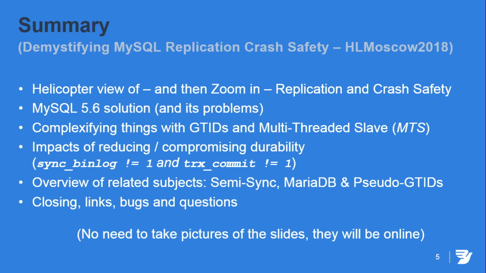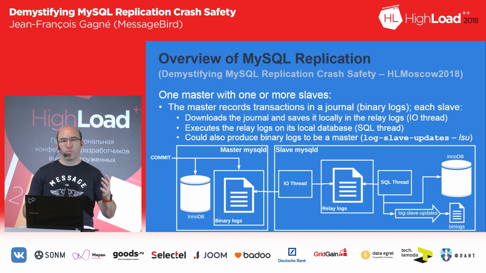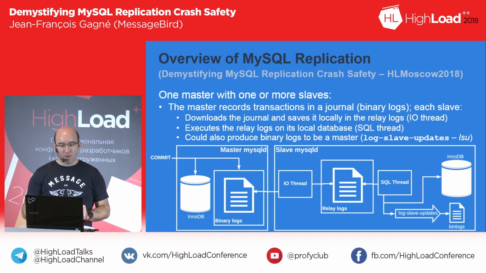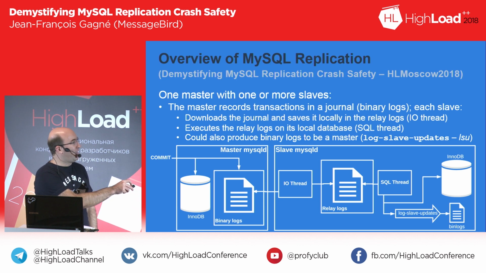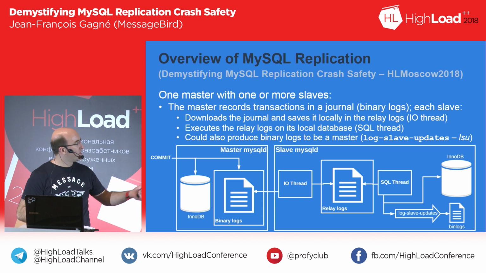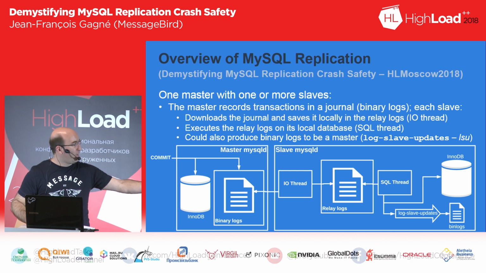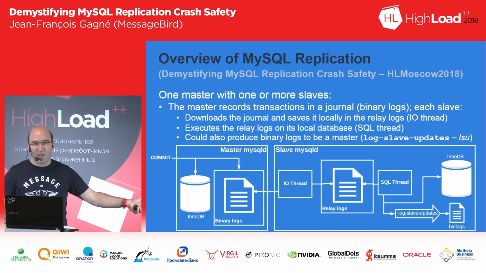So how does replication work in MySQL? First we have a master where the writes are happening, and the master records everything that is happening on the database in a journal, and this journal is called the binary logs. And then we have slaves that are replicas that are following the database. This is asynchronous. There's the IO thread here that is responsible for reading the binary logs from the master and saving them locally in what is called the relay log.